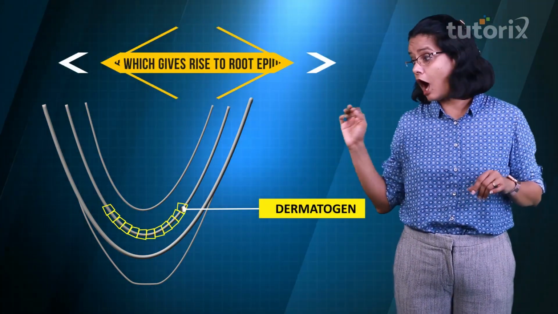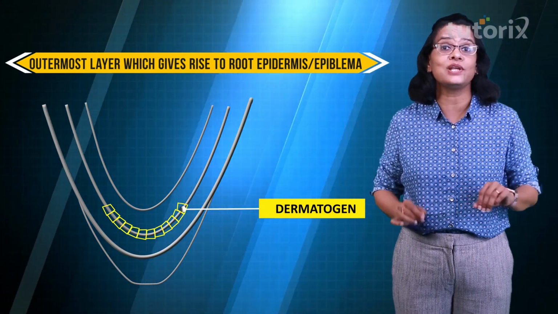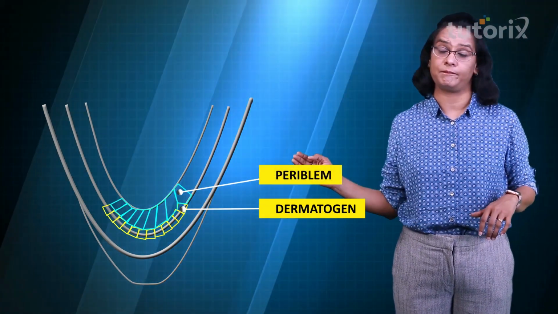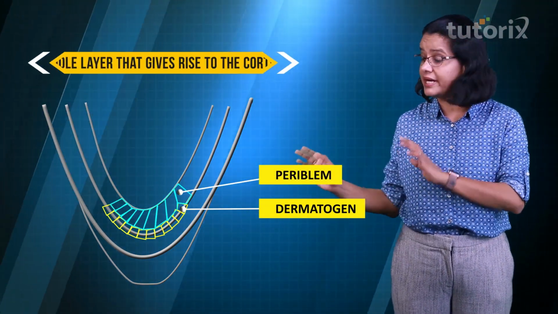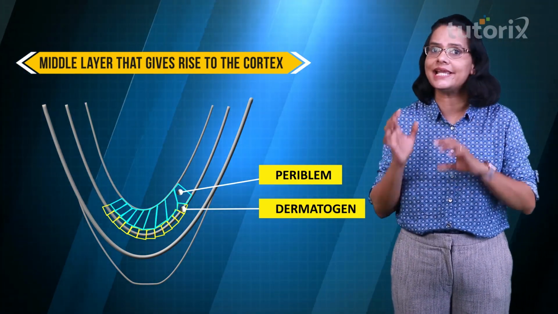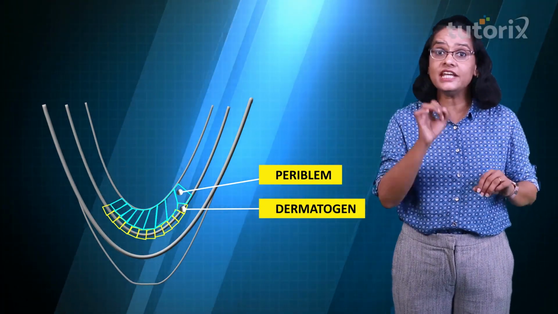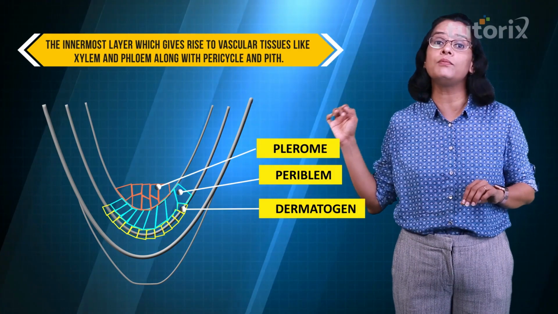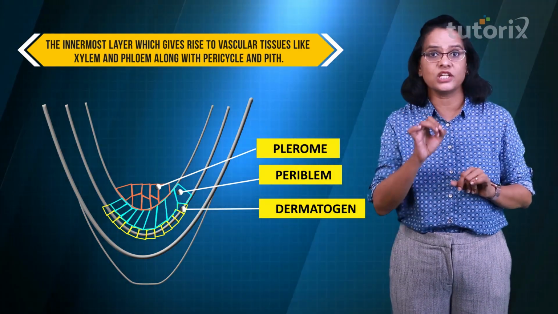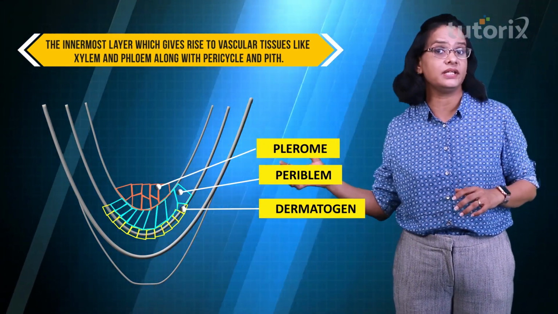Dermatogen, which is the outermost layer and forms the epidermis of root, also known as epiblemma of root. The next region is the periblem. Periblem again is the middle region and it is responsible for formation of middle layers of root like the cortex. The next region or the innermost region is the plerome region, which again forms the innermost layers of root, which are the vascular tissues like xylem and phloem, the pericycle and the pith in the plant.